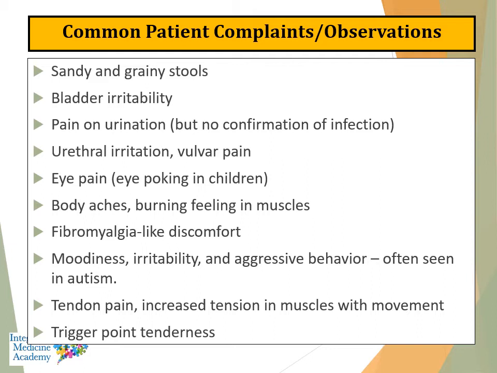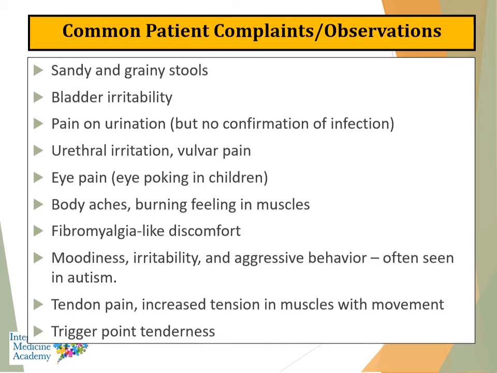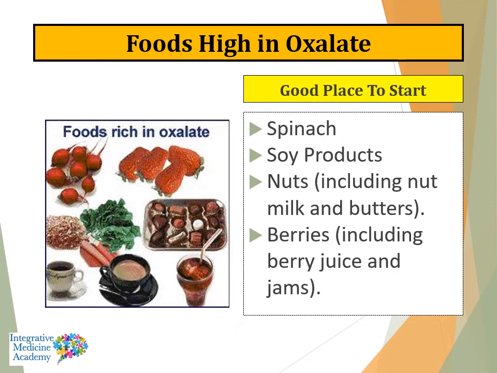Bladder irritability, pain and urination but no confirmation of infection, urethral pain, vulvar pain in women, body aches, burning feeling in muscles, fibromyalgia-like discomfort. All of these things have been associated with high oxalic acid accumulation in the body. It's not always a kidney stone problem. Many foods are very high in oxalates, such as spinach, soy products, and others.